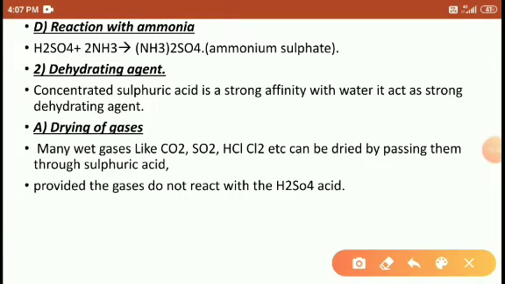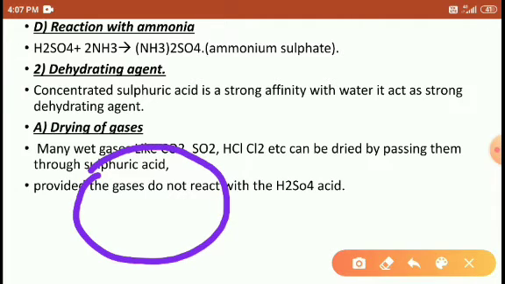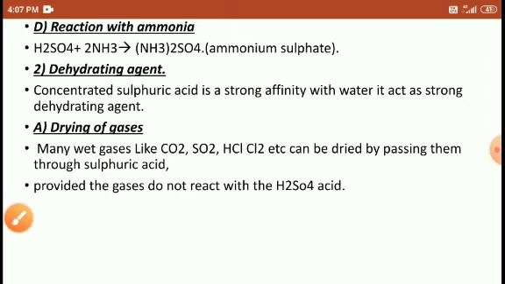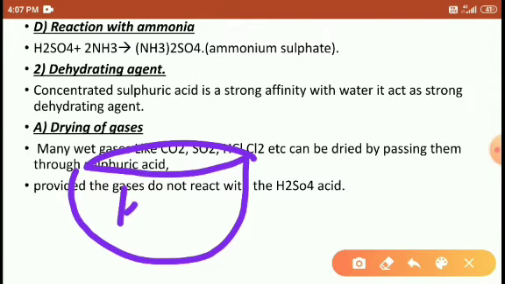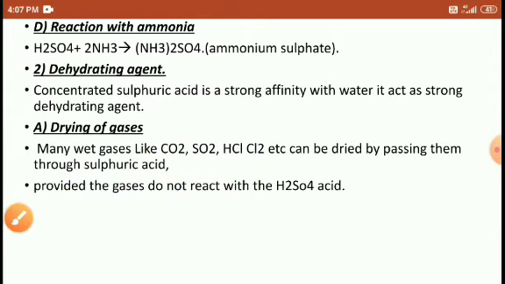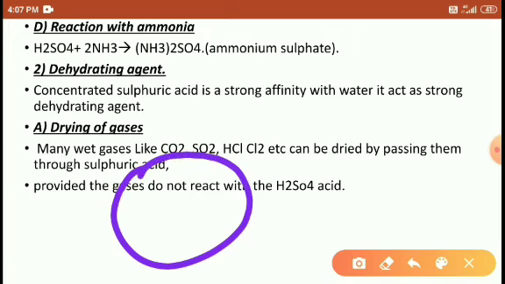For example, I am using moisture, carbon dioxide, or HCl. Moisture, HCl, like this. Moisture means it contains water drops.